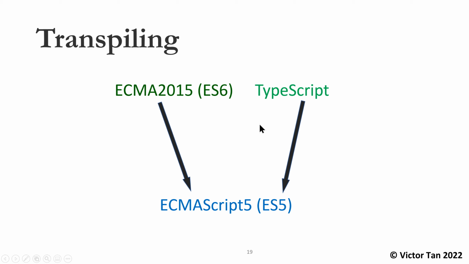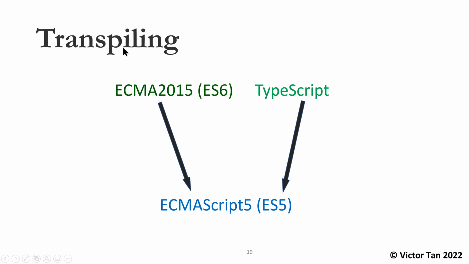Okay, so we need to do a process called transpiling. You probably have heard of the term compiling. Compiling means you take source code and turn that into executable binaries. So for example, if you are working in C++, you have a C++ file, you typically compile it and you get an executable file with the extension .exe, which can be directly executed by the operating system. So that is called compiling.